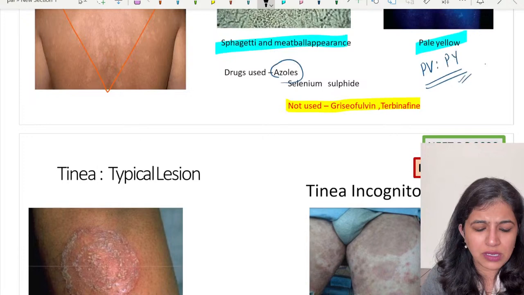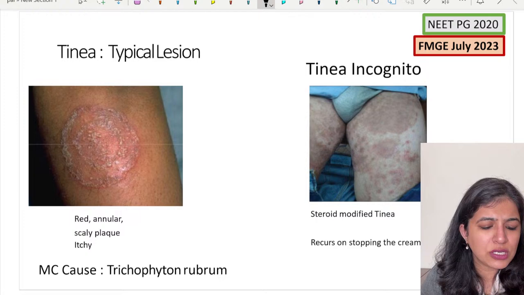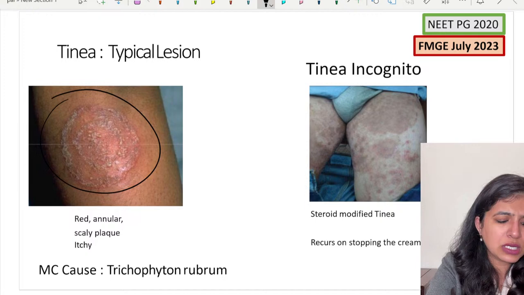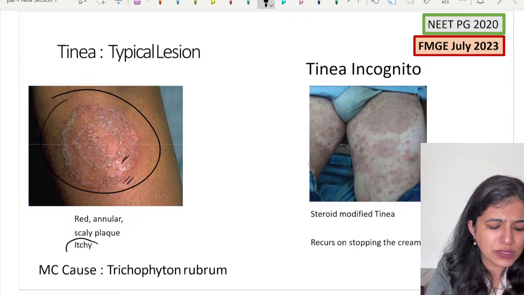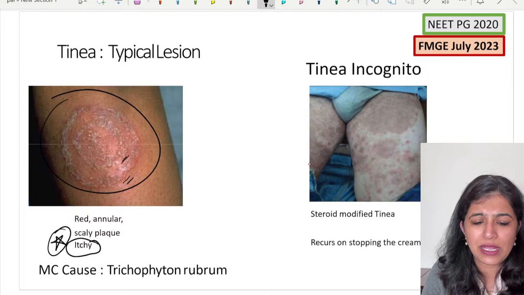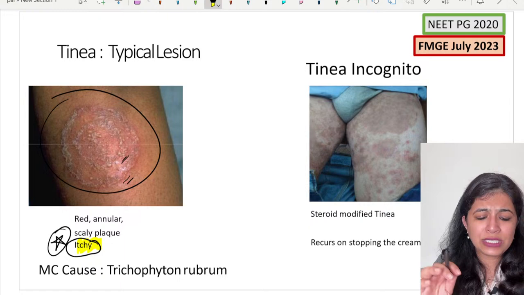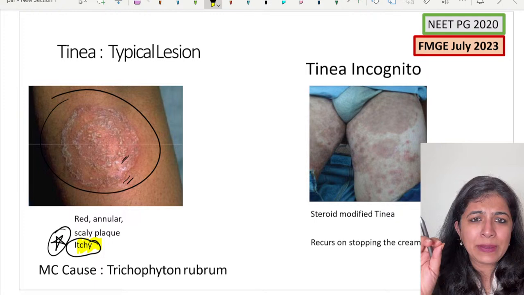Then we come to tineas. Wherever tinea is on the body, the lesion looks the same. It will be a red ring-shaped annular plaque with scaling, vesicles and pustules. So it will be a red ring-shaped plaque with scalings, vesicles and pustules. And the most important symptom which will tell you that the patient is suffering from tinea is that the question will say patient presents with an itchy lesion. So itch. Itch is a very important symptom of tinea.